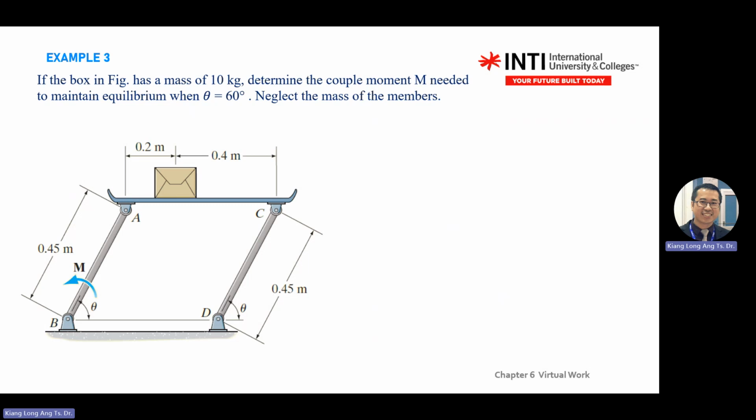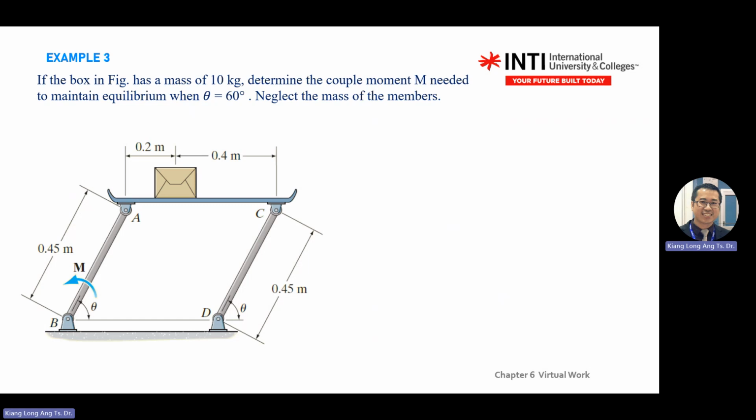So here, it gives you a mass of 10 kilogram. Determine the coupled moment needed to maintain equilibrium. Maintaining equilibrium means all the force equals 0, all the moment equals 0. But because you know it's a virtual work question, you only need the virtual work equation. Unless you cannot find it, then you go back to force equals 0, moment equals 0. This one will force you to use the principle of virtual work.